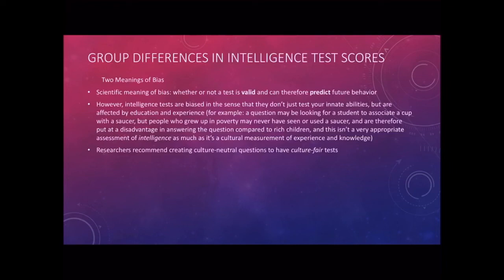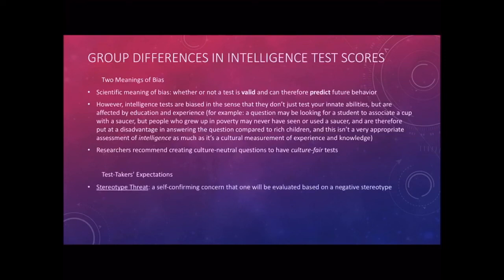I really like this example. Let's say that a question is looking for a student to associate a cup with a saucer. Well, if you grew up in poverty, you've probably never seen or used a saucer. You were lucky if you had a cup, right? So you're therefore put at a disadvantage in answering the question compared to rich children. And that's not really an appropriate assessment of intelligence as much as it's a cultural measurement of experience and knowledge. And so researchers are recommending creating culture-neutral questions so that we have culture-fair tests. We're not asking people about stuff that some have experienced and others will never or have never had the opportunity to experience.